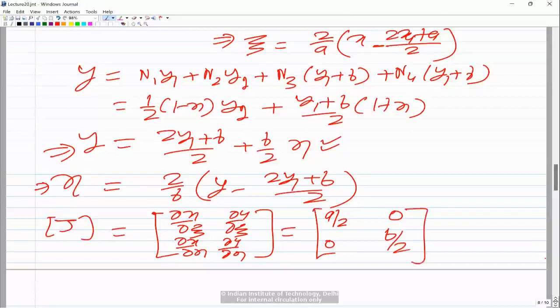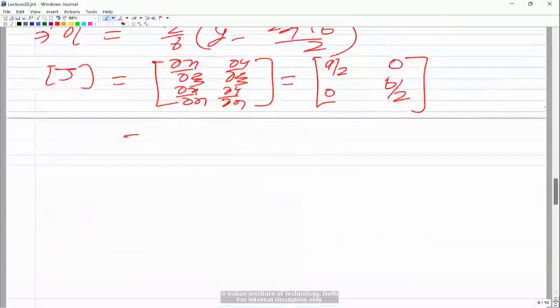So the Jacobian matrix is simply a by 2, b by 2 on the diagonal. If you look at its determinant, the determinant of the Jacobian matrix is simply going to be ab by 4. That is going to be the determinant.